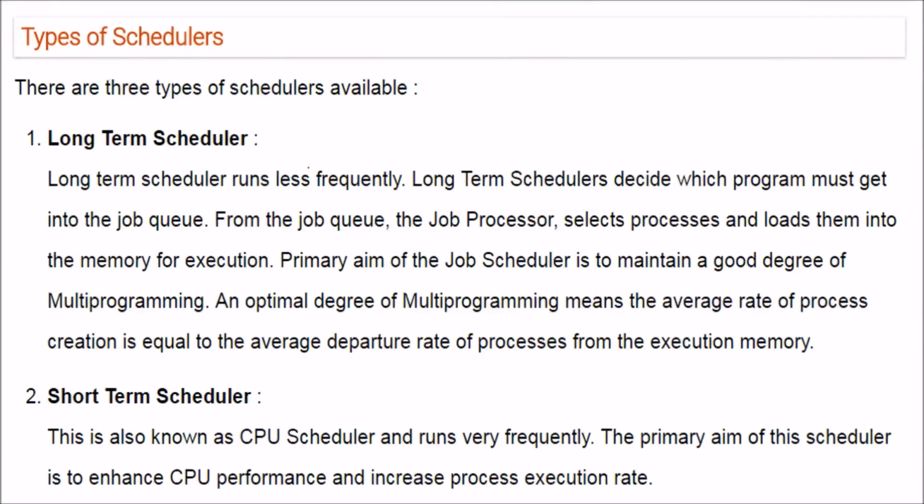So there are types of schedulers. There are three types of schedulers mainly: long-term scheduler, short-term scheduler. One more scheduler is there. We're going to talk about that. So what is a long-term scheduler?